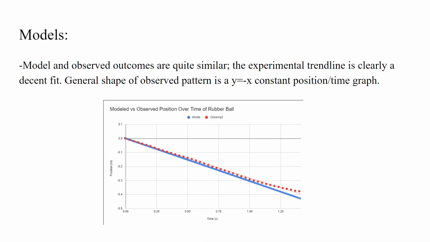So here's the model which I created. As you can see, the modeled and observed outcomes are quite similar. The experimental trend line is clearly a decent fit, and the general shape of the observed pattern is y equals negative x, a constant position-for-time graph. Not exactly a fit to the model, but that's why it's a model.